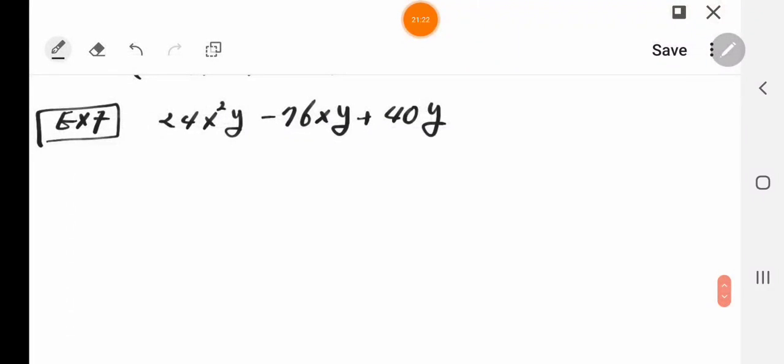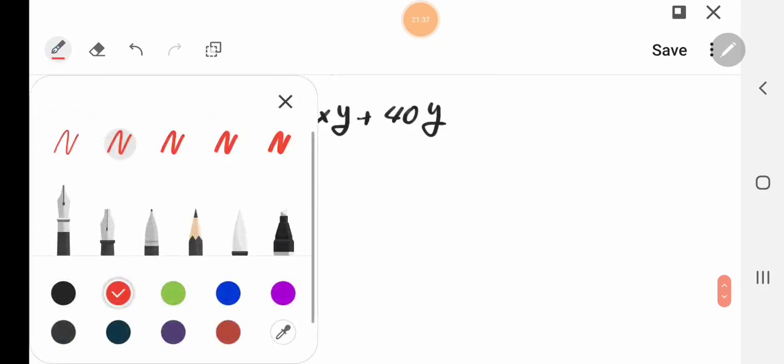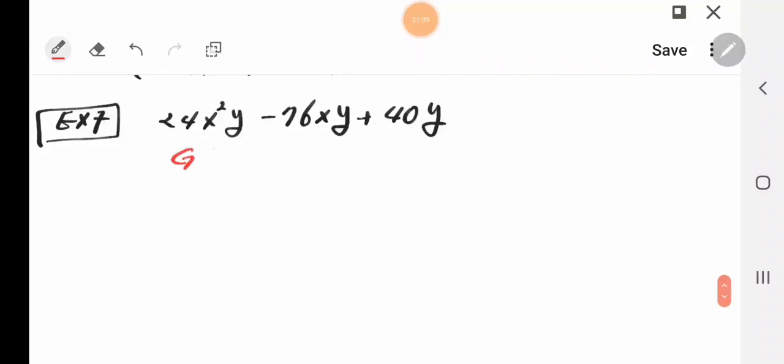Example 7. This trinomial contains a common factor. If there's a common factor, always factor it out first before you use any method. In this case, the greatest common factor comes from the numbers 24, 76, 40. Which can divide these three numbers? The largest number will be 4. 4 can divide all three numbers, even 2, but 2 is less than 4. So the greatest common factor will be 4.